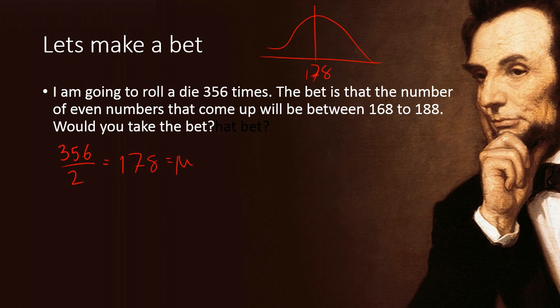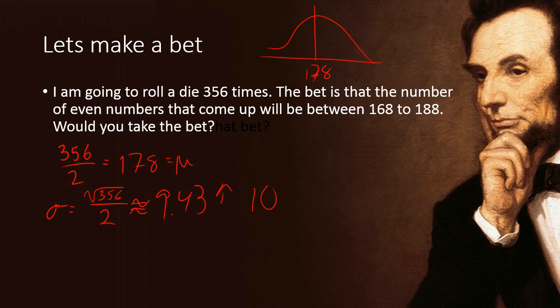Okay. After that, we want to look at our standard deviation. To find our standard deviation, or our sigma, we take the square root of the number of rolls and divide it by 2. When we do this, we get approximately 9.43. I'm going to round that up, just as a safe bet, to 10. So that means our sigma is 10 and our mu is 178.